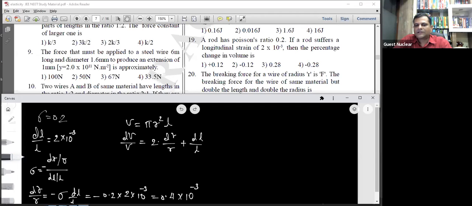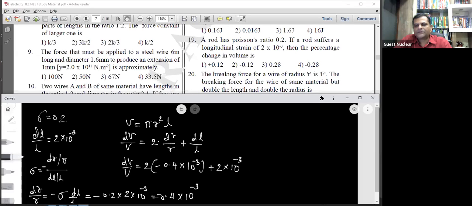तो अभी इसमें सब values डाल देंगे ना, तो हमको क्या मिलेगा, देखो dV/V actually becomes equal to 2 times of dr/r. What is dr/r? See it here, it is negative, don't forget again. So it is going to be minus 0.4 into 10 raised to minus 3, correct? Plus here it is dL/L. How much is this dL/L? See here, it's already given, it is going to be 2 into 10 raised to minus 3, right?